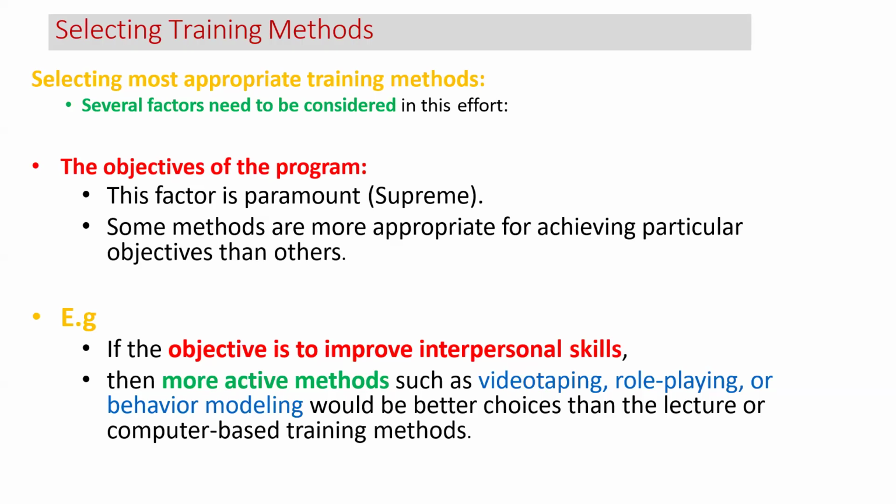For example, if it is a skill training, maybe skill related delivery methods can be used. Simulation, the most active form of methods, can be used. Then you have been given an example: if the objective is to improve interpersonal skills, then more active methods such as videotaping, role playing, or behavior modeling would be better choices.